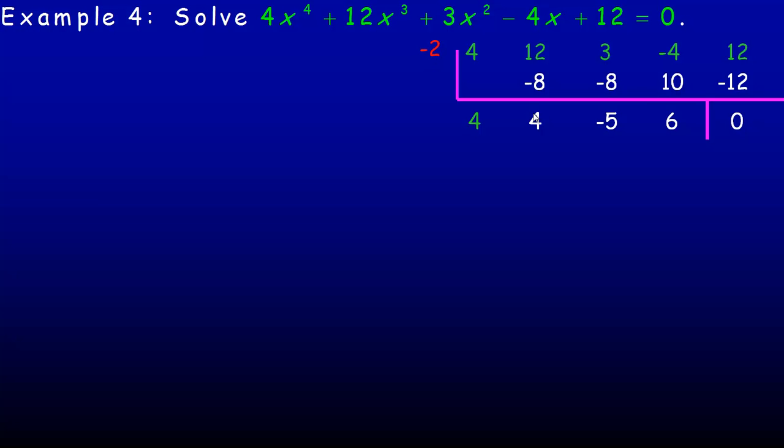Now, one thing I want to mention here is just because a number worked once doesn't mean that it won't work a second time. It could be that you have a double factor. So I just want to show you that actually negative 2 does work a second time here. Actually, it's a double root.